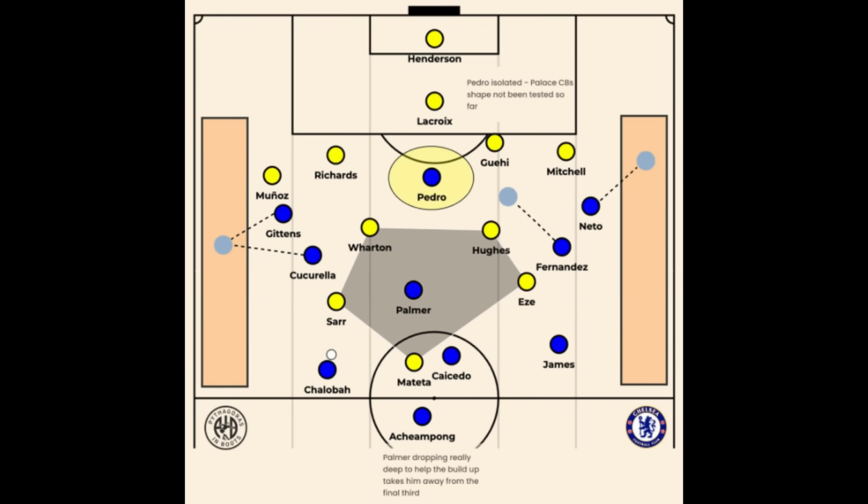Crystal Palace set themselves up in a 5-2-3 mid block, preventing any central ball progression from Chelsea. So, how did Palace actually do this effectively, and why did Chelsea struggle?